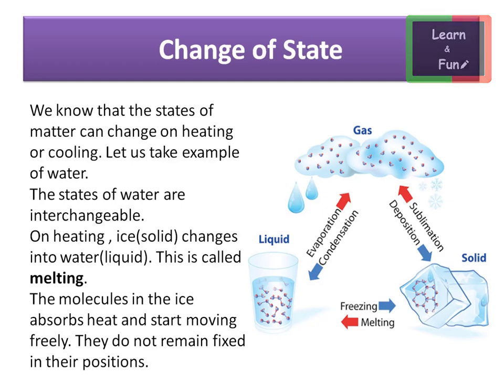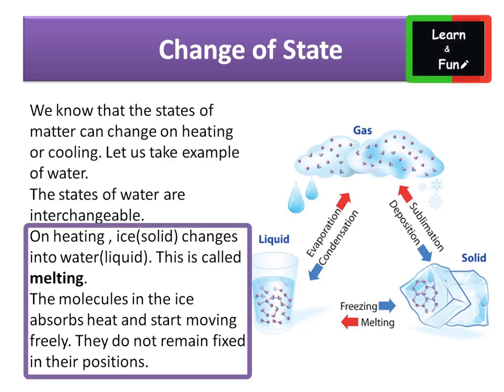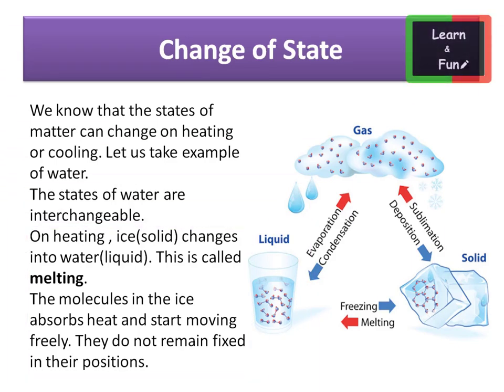Let's see change of state. We have already seen the states of matter can change on heating or cooling. On heating, ice, which is in solid form, changes to water in liquid form. This is the process of melting. On further heating, this water changes into steam and steam is in gas form. If we melt a solid, it converts to liquid, and on further heating it evaporates to gas. And if we freeze the water that is in liquid form, it converts to solid.